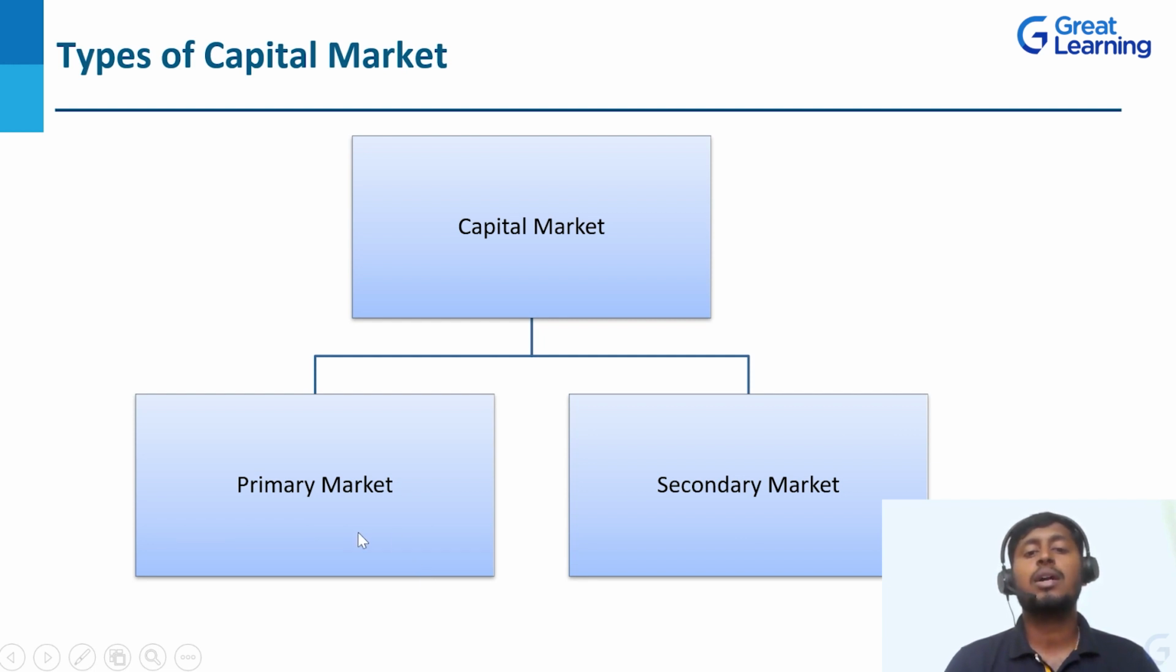Okay, only the companies or government can freshly issue shares or securities in the primary market. In the secondary market, all the investors are there who have already invested their money in securities, shares, or debentures. Yes, they can sell them in the secondary market. So we'll see what is the difference between the primary market and the secondary market.